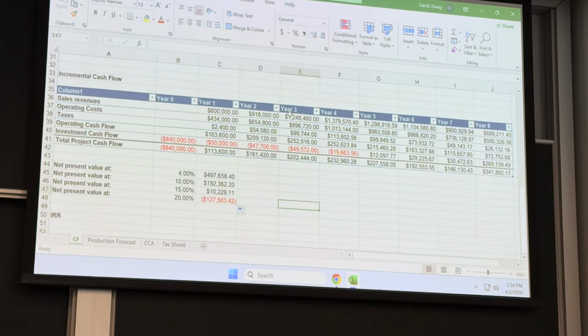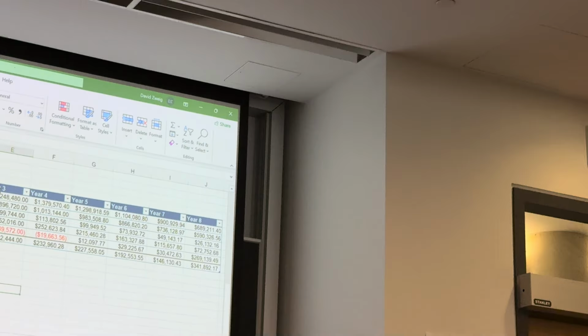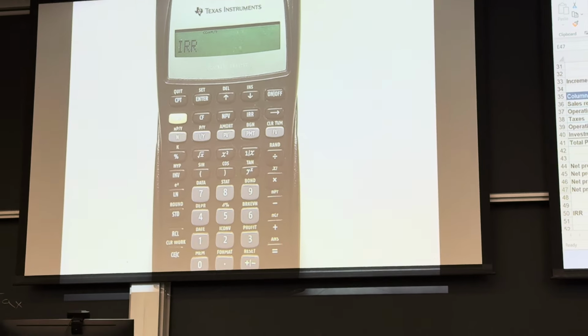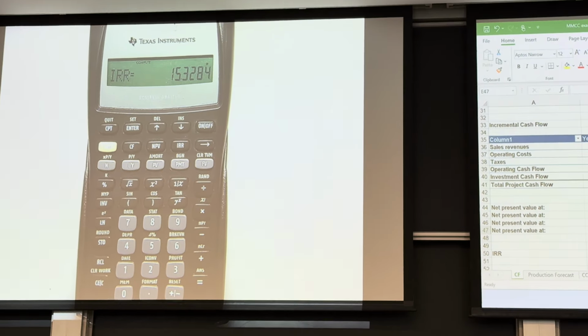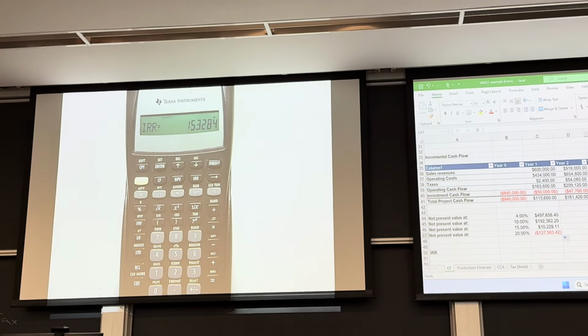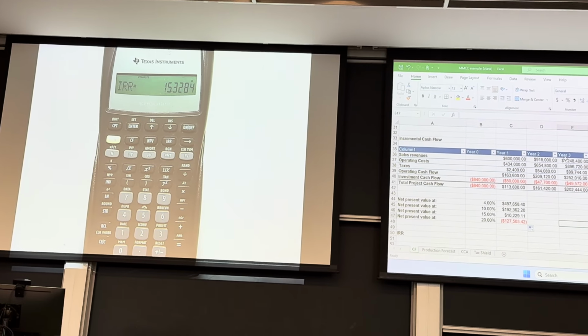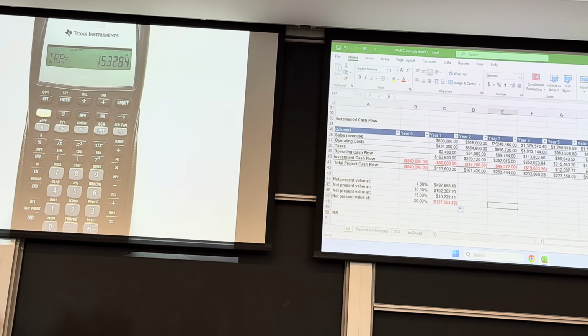And the last one, IRR. So on the financial calculator, how do you calculate IRR? We already have all the cash flow installed in the calculator, so all we have to do is press IRR and hit compute. All right, IRR 15.32%.